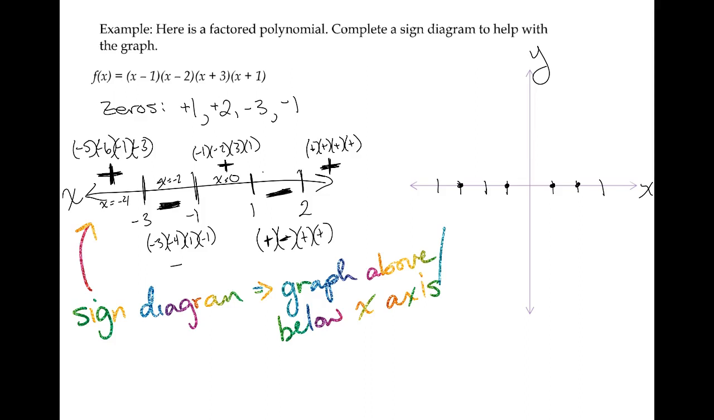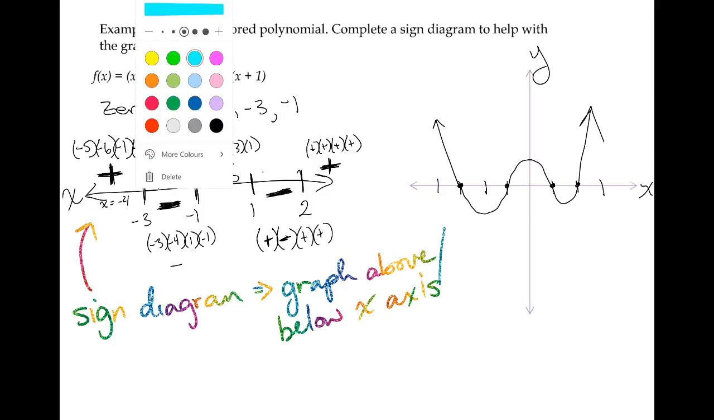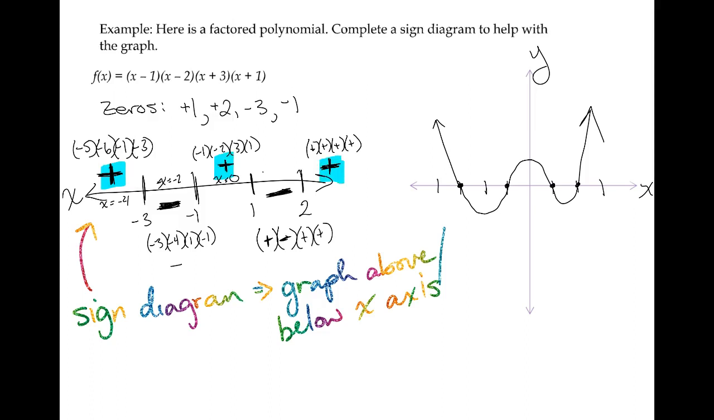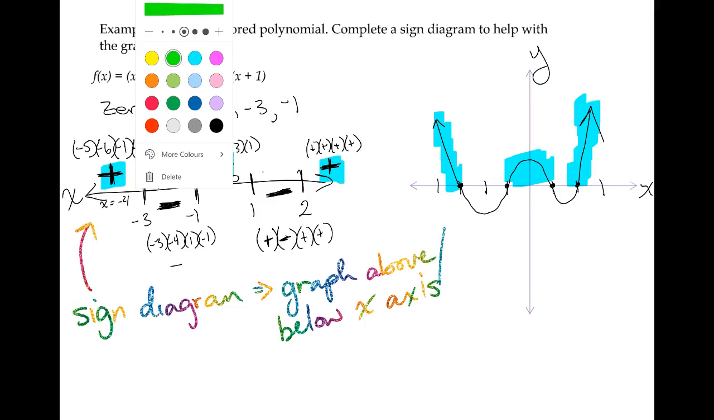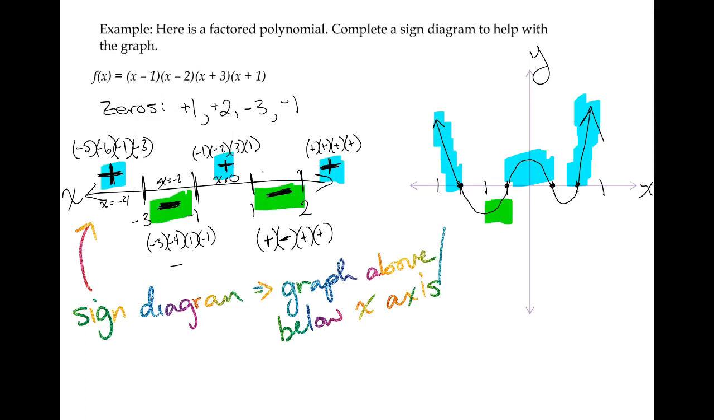I know my graph should be above the line here, and it should be below here, but it should come back up, go back down, and then rise again. So again, anytime I see a positive in my sign diagram, when I go to actually sketch my graph, it's above my x-axis. When I have a negative for my sign diagram, I would expect my graph to be below the x-axis.